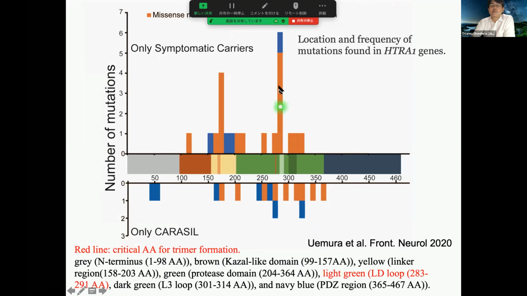Now, the other peak is located in this red line and this green box. And this red line is also very important to form the trimer. And also this amino acid is very important to activate the neighboring HTRA1. Therefore, the mutations found in symptomatic carriers tend to be located at amino acids which are very important to the mechanism of the trimer-dependent activation cascade.